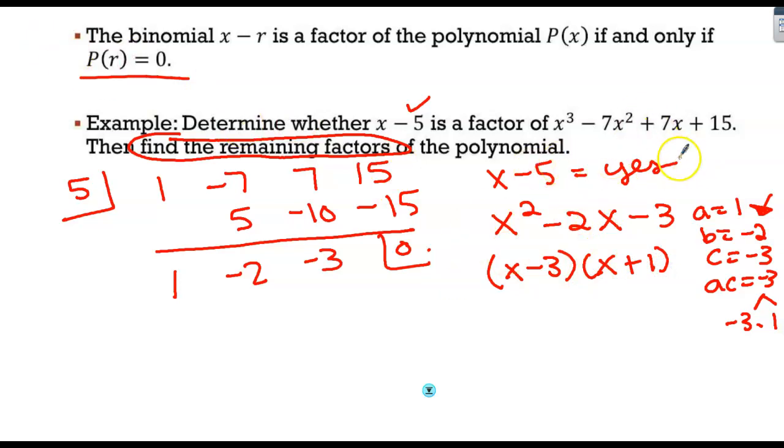So was it a factor? Yes. And what are my remaining factors? My remaining factors are here. Not forgetting that x minus 5 actually was one of the original factors as well.